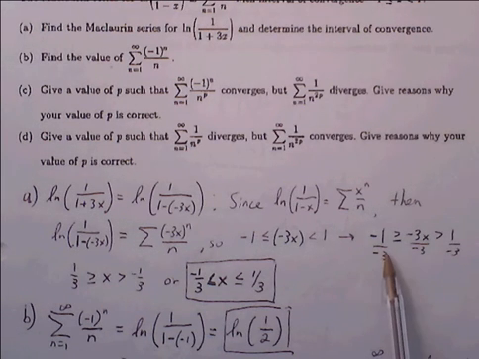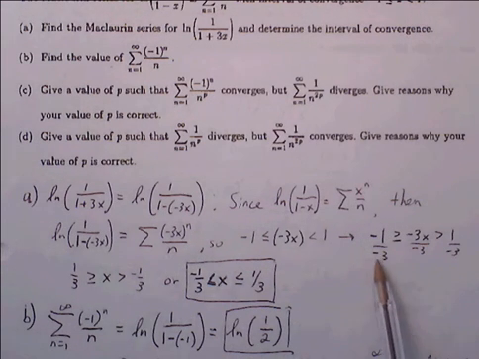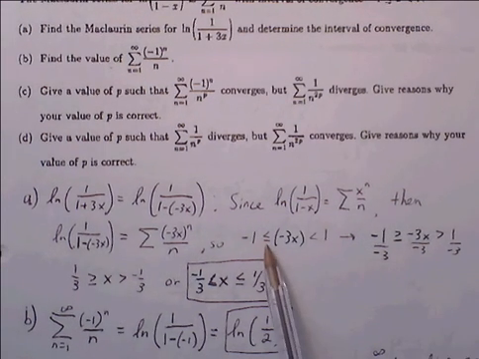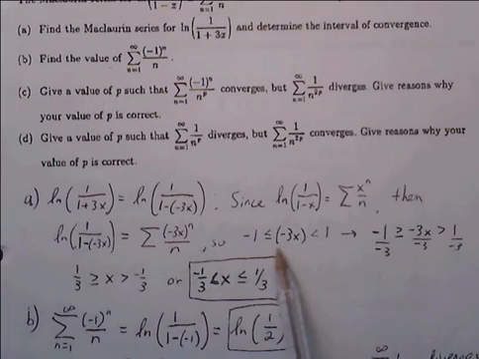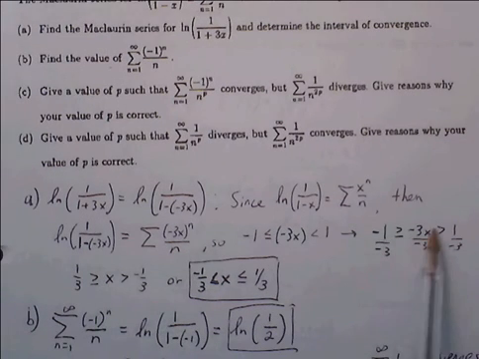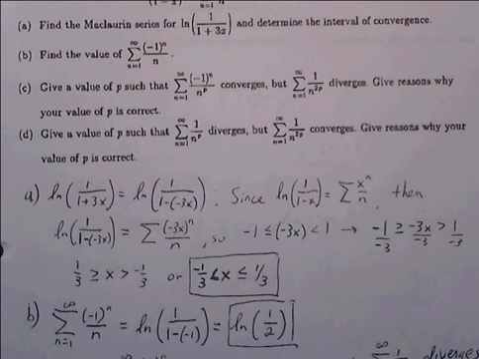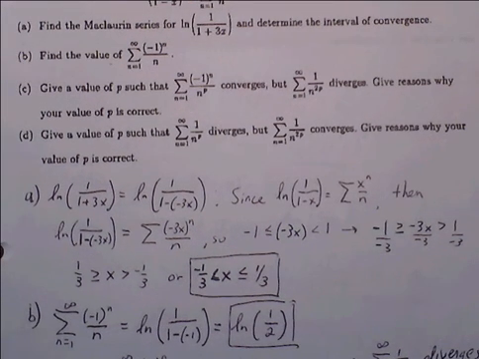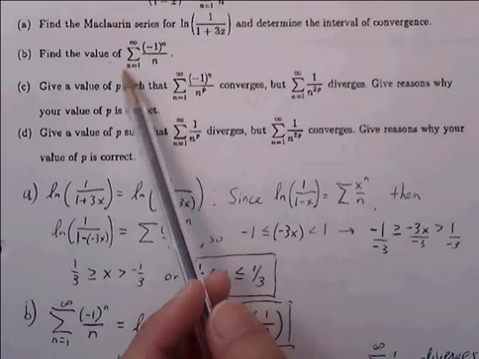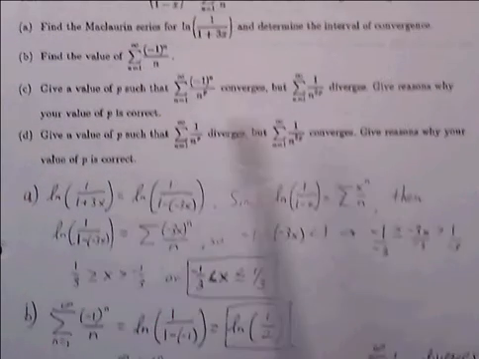So if I divide by negative 3, both inequality signs change, which is essentially the same thing as negative 1/3 is less than x is less than or equal to 1/3. Okay. Part B, find the value of the summation of negative 1 to the n over n.